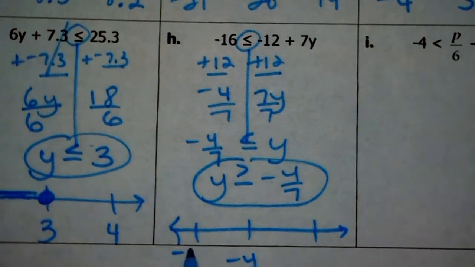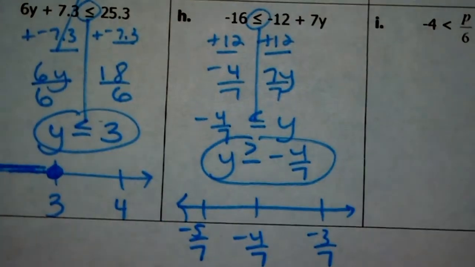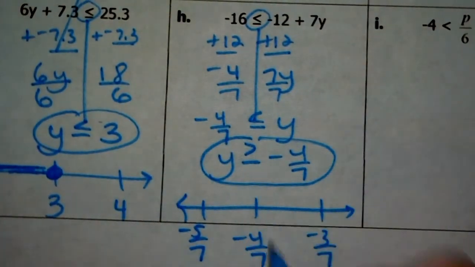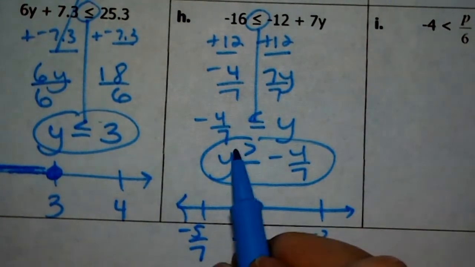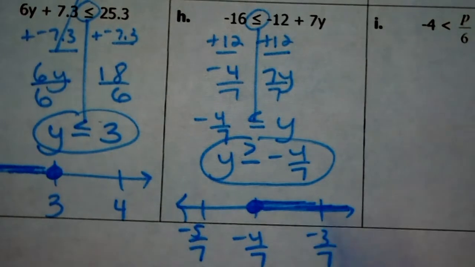Okay, so to graph this, -4/7 would go in the center. Since we're dealing with negatives, I'd have -5/7 on the left and -3/7 on the right. So I'm just counting by a seventh, which is fine. Greater than or equal to means closed. And if y is greater, that means shade right.